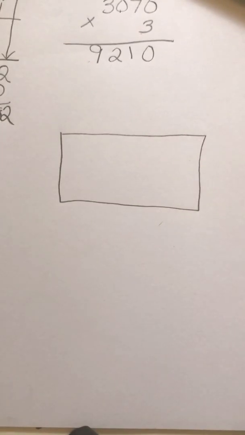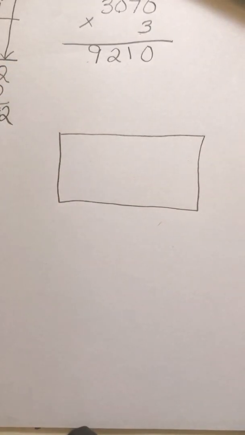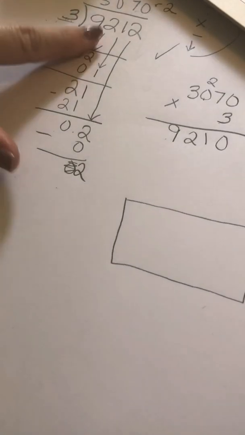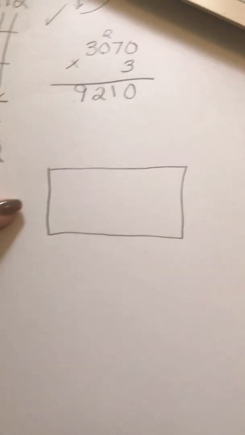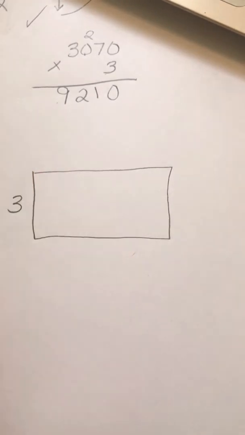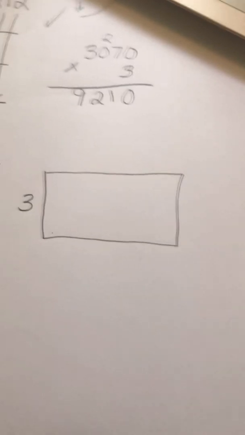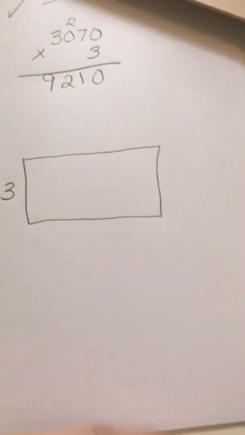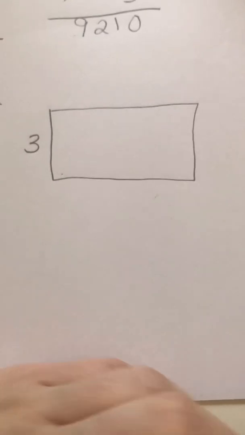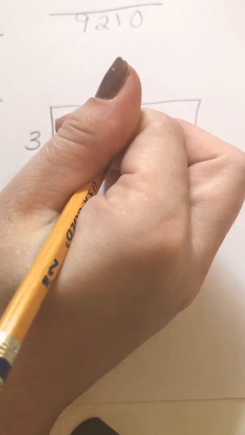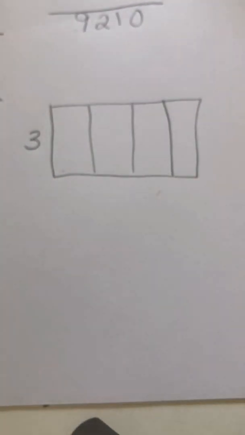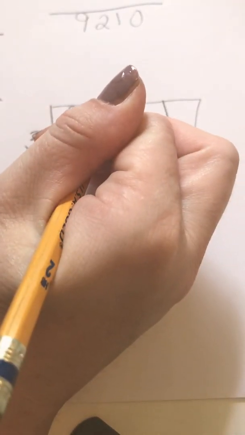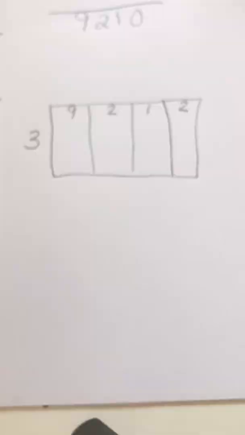So what you're going to do is you're going to draw a box. And you're gonna put the number that we are dividing by, this 3, on the outside of the box here, okay? And then we're gonna break the box up into how many digits the number under here has. So there's 4 digits, so I need 4 boxes. And of 4 boxes, I need 3 lines. So 1, 2, 3, okay? I'm gonna put each digit in each box. So 9, 2, 1, 2.